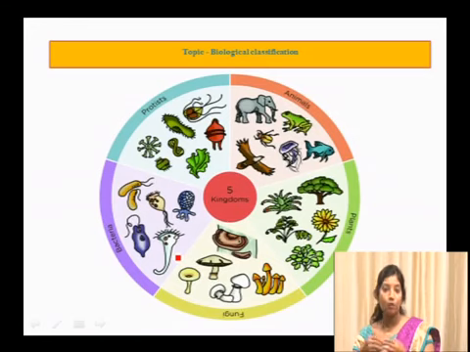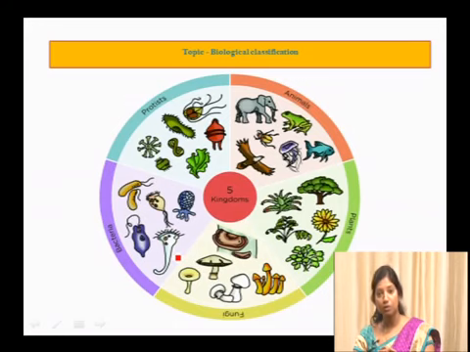Then came the four kingdom classification. When four kingdom classification was observed carefully, we could see that one more new kingdom was added, which is called Monera. So Monera is a kingdom which is exclusively meant for all the prokaryotic organisms.